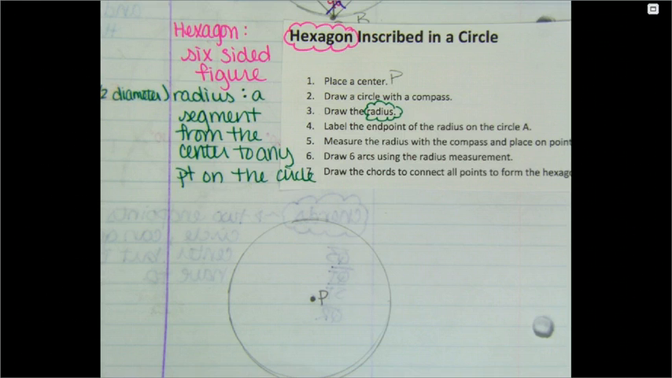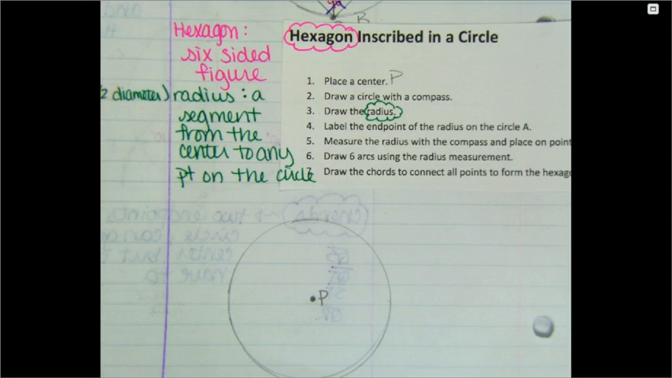Ready? Do we have it? Okay, then you're going to connect. It says draw the chords. We'll remember, what is a chord? Go with that. We wrote the definition. What's a chord? Two endpoints. Two endpoints on the circle.